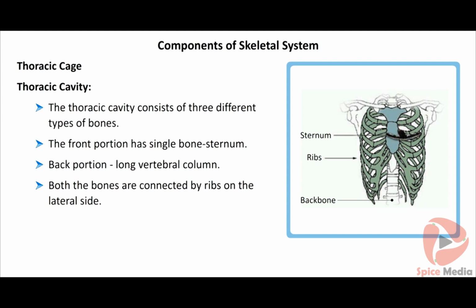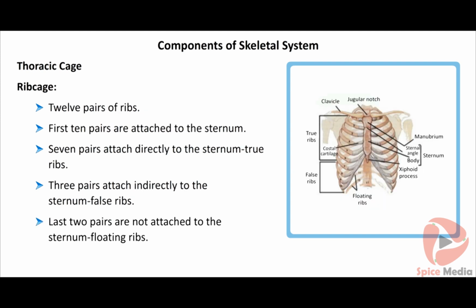The thoracic cavity consists of 3 different types of bones. The front portion has a single bone named sternum. The back portion has a long vertebral column. Both the bones are connected by ribs on the lateral side. There are 12 pairs of ribs. Each articulates with a thoracic vertebra.